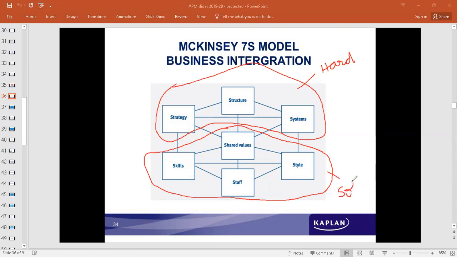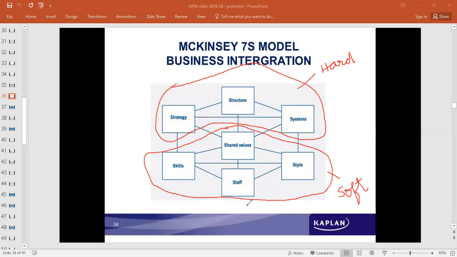So the organization is explained with seven factors, and all of them start with S. What's the strategy of the organization? We need to understand what kind of plan they have. What do they aim to achieve? What's their goal, their objective? And to achieve that, what strategy do they adopt? That's about the factor strategy.